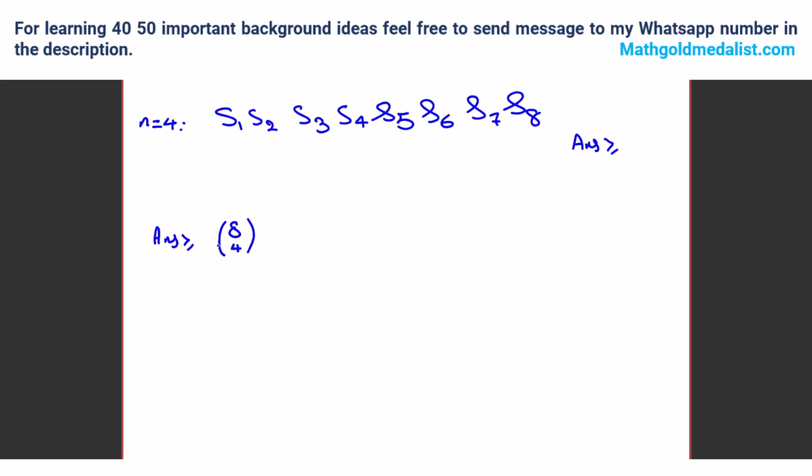A choose 4. 4 times 8, 7, 6, 5 over what? Over 4 factorial. Yes, this is 6, 6, 280, right?